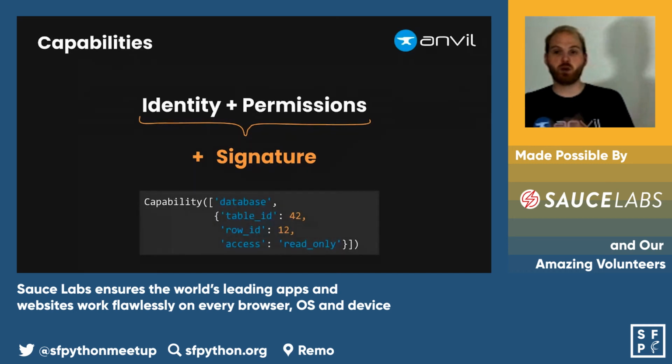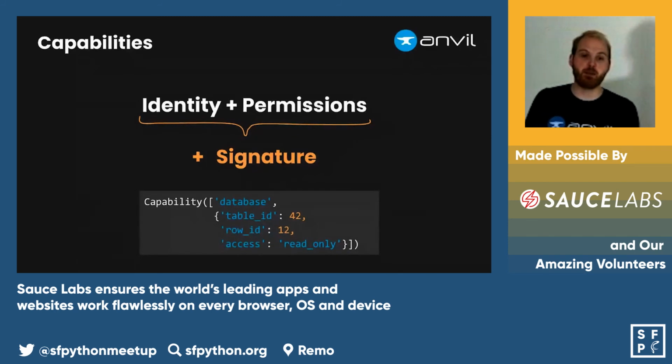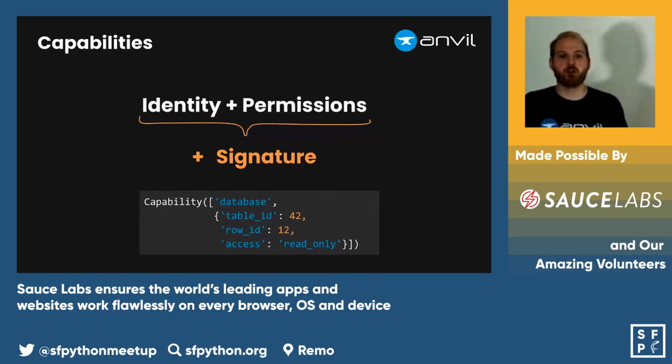So you can construct one of these objects yourself in code. This is what it looks like. So here I'm creating a capability scoped to the database with table ID 42, row number 12, and read-only access. And this is also something that can be passed to and from Anvil server calls.